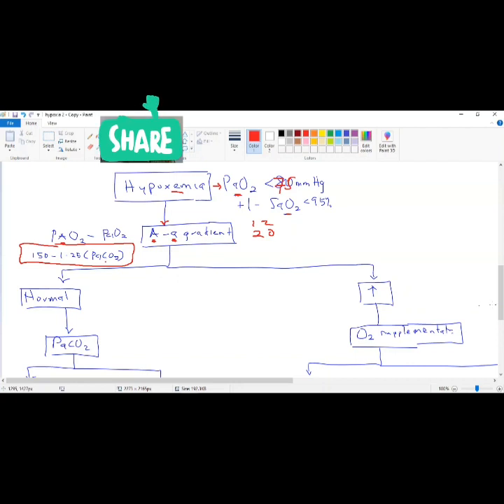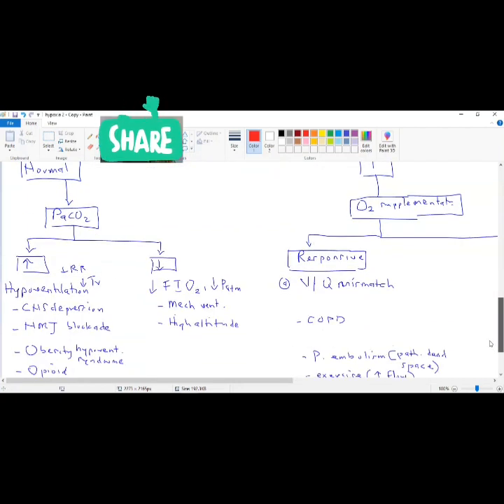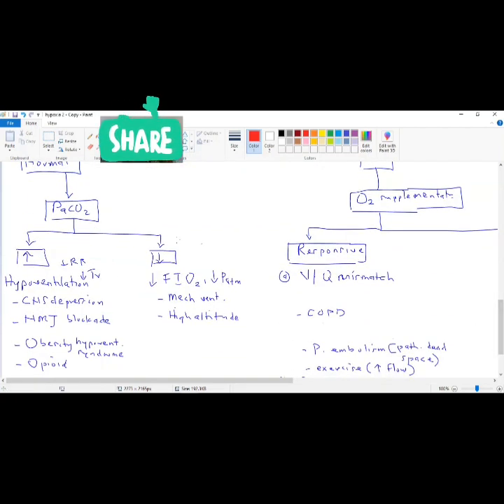So if it's normal, then we're dealing with what? Air and ventilation, the respiratory system, air. Then look at CO2. If CO2 is high, hypoventilation: CNS depression, blockage, obesity, opioid use, things like that, respiratory muscle weakness. If CO2 is low, I'm dealing with what? Low FiO2, low PO2, atmospheric pressure, like that.